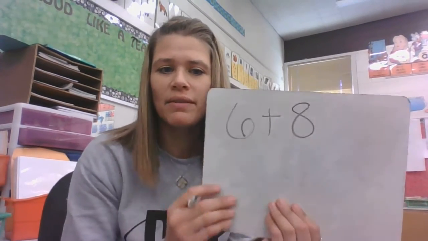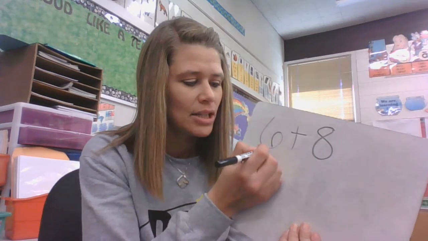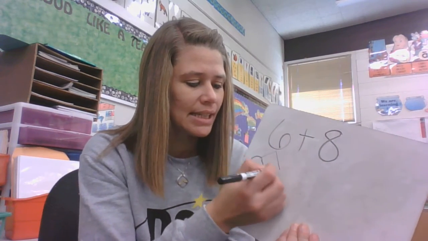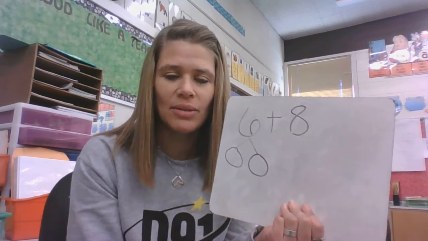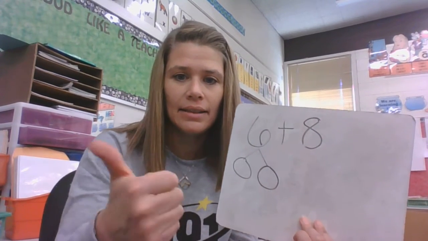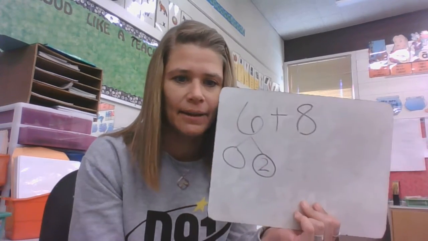Okay, so if I have 6 and 8, which one of those numbers was closest to 10? You pointed to 8, you were right. So I'm going to draw my number bond under my 6 because I'm going to steal some numbers from my 6 to turn my 8 into my 10. So what am I going to steal from my 6? 8, 9, 10, right? I'm going to steal 2 from it. So I'm going to put that right there.